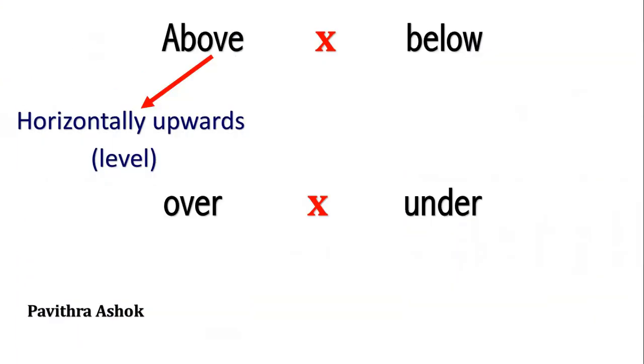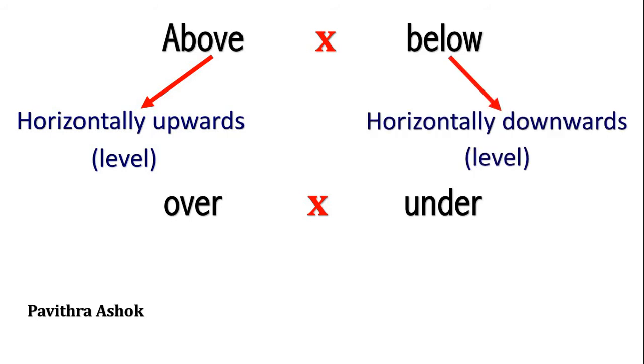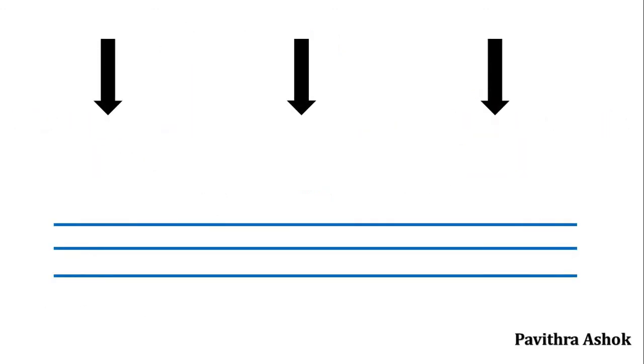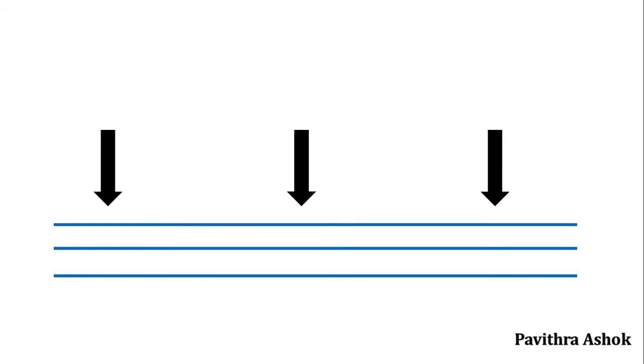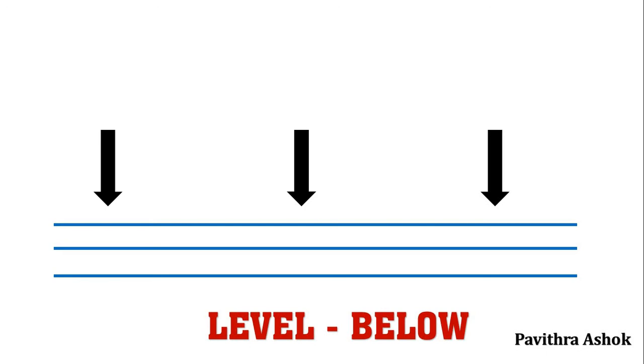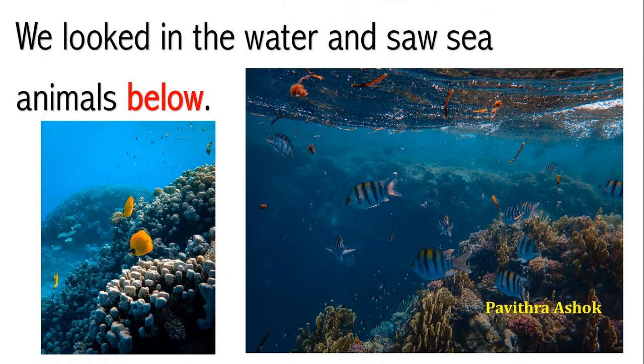Let's move on to the next one, that is below. Below is the opposite of above. So, we use below when something is horizontally downwards and which describes the level of it. You can see the horizontal lines here. When something is horizontally downward and you talk about the level, you use below and which describes the level of it. For example, we looked in the water and saw sea animals below.